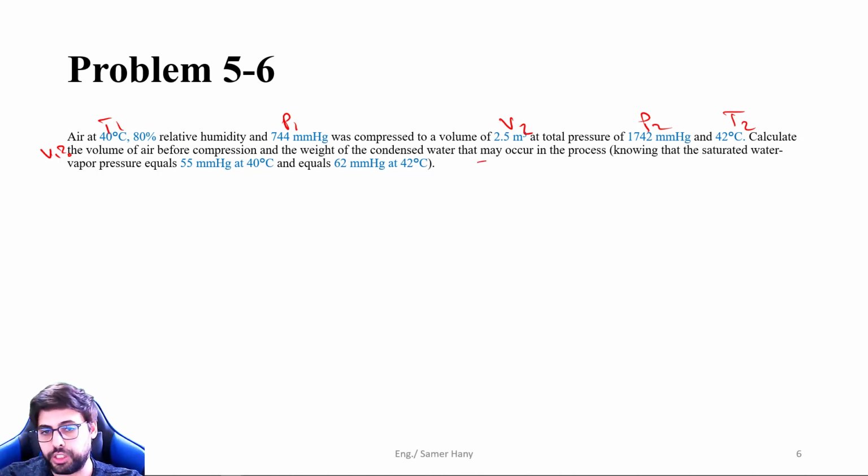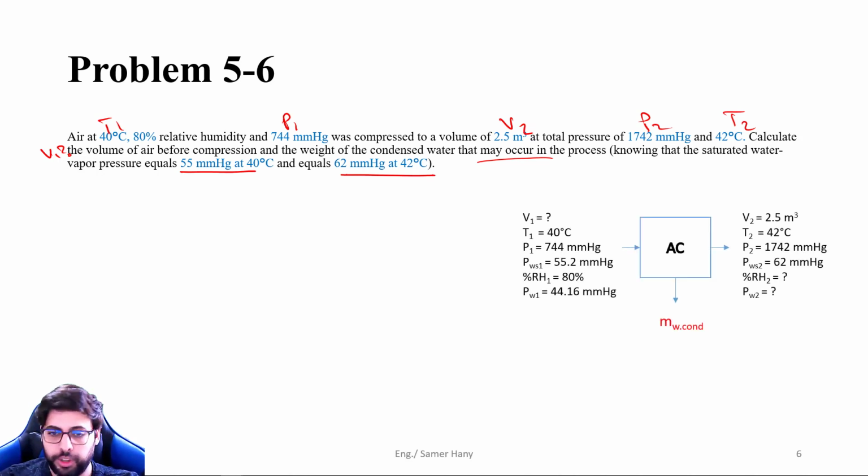So this statement doesn't tell us if there is condensation of water happening or not. It just says if there is a condensation process taking place, then calculate the weight of condensed water. All right, and we're given the saturation pressure for water at both temperatures. Right, so drawing the system and getting all of the parameters we have, this time we don't know the relative humidity here, and we don't know the water pressure, since we don't know if any condensation took place or not.